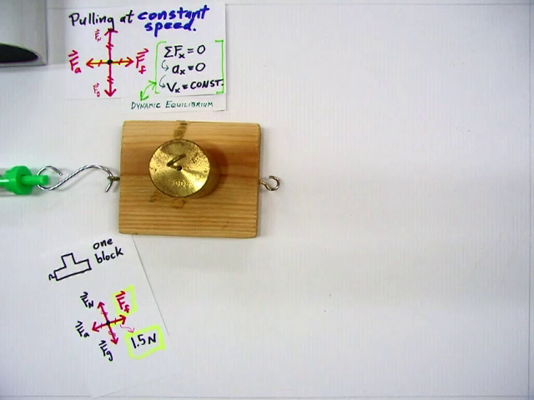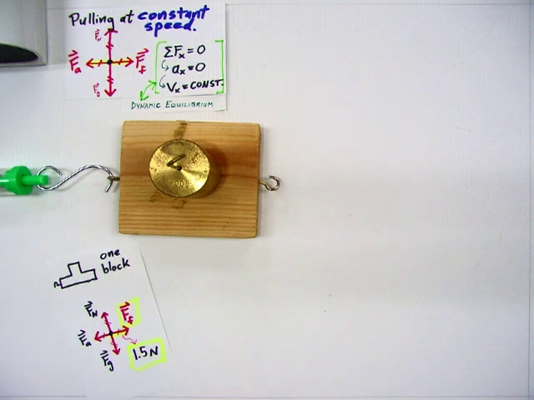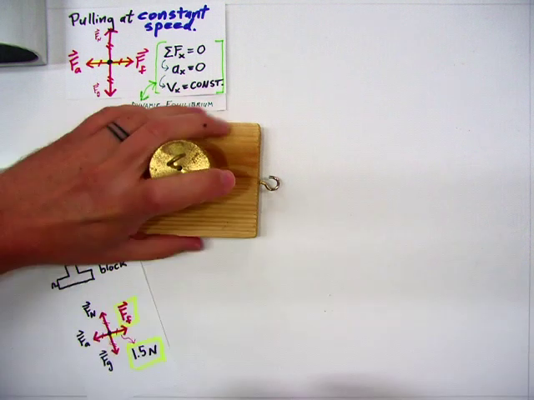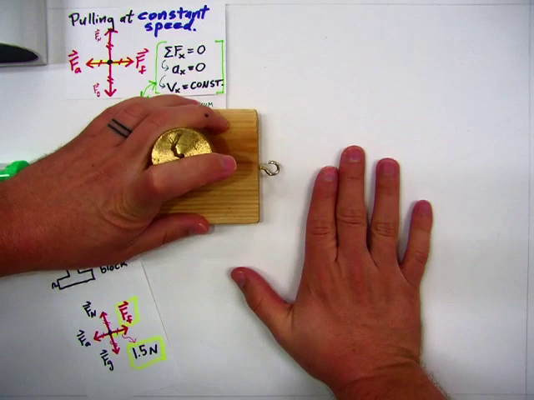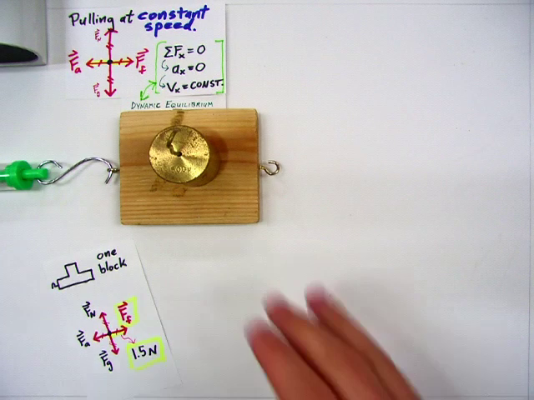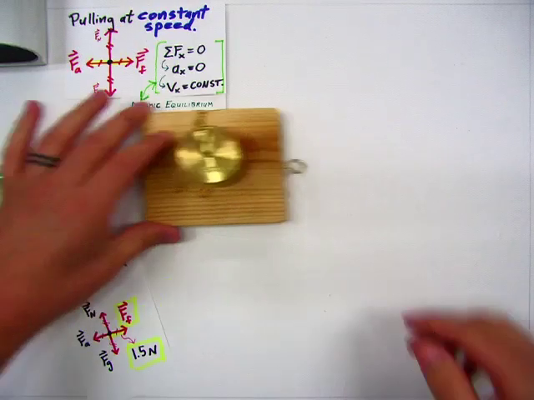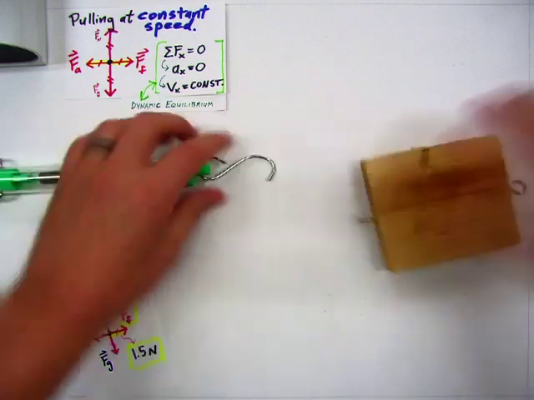Now, Coulomb's model for dry friction suggests that the strength of friction depends on how hard this object presses into the tabletop. How can I make it press harder into the tabletop? How can I test that? Well, we can add some mass.